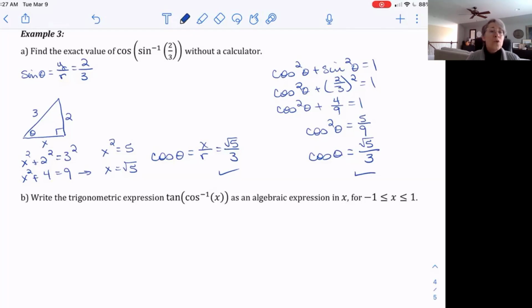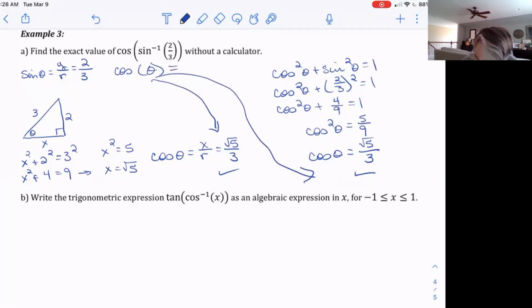So we don't know what angle this is. All we know is we want the cosine of whatever that angle is, and we have found it twice, actually. Just two different ways. So cosine of theta is square root of 5 over 3.